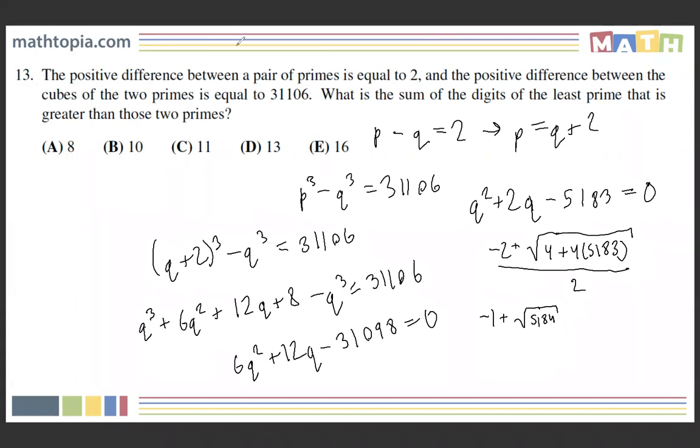So we just get -1 plus 72 is 71. And that's our value of Q. So our value of Q, that's 71. Our value of P, that's 73. Those are both primes. So basically that's a way of checking our work. We know that we got the right numbers. And the sum of the digits of the least prime that is greater than them, well, the next prime up from those two is 79. And the sum of the digits is 16.